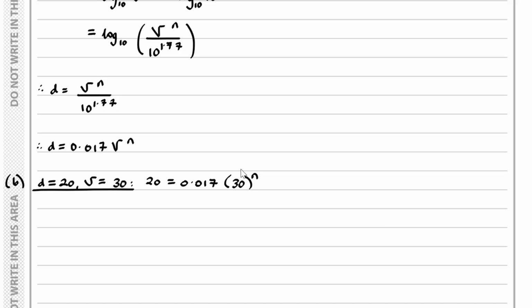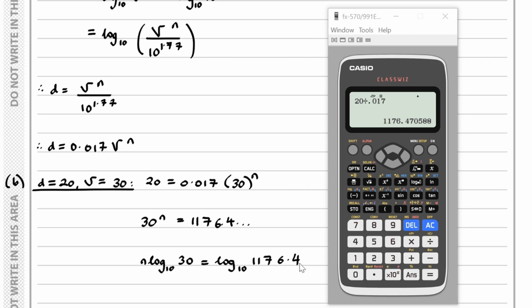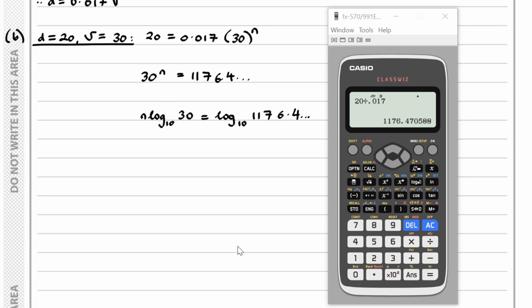So we have over here 30 to the power of n, that's equal to 20 divided by 0.017, we get a value of 1176.4, etc. So we have here n times log base 10 of 30, that's equal to log base 10 of 1176.4, etc.